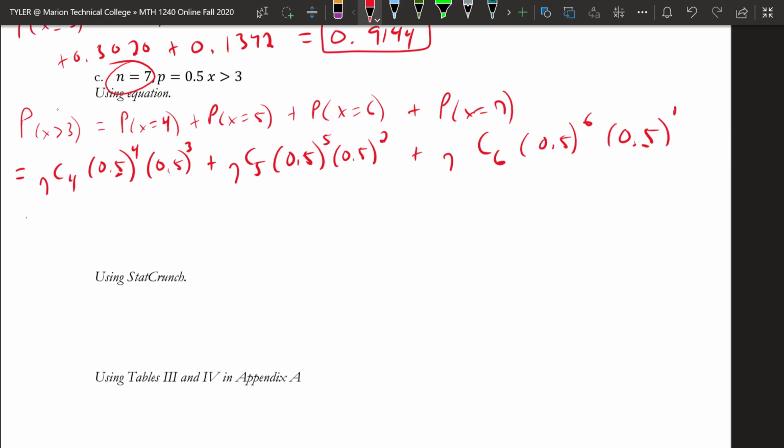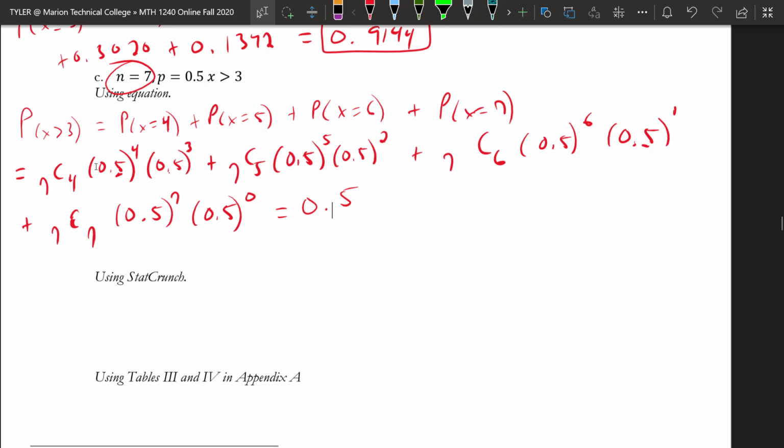And then lastly, we would have plus 7 choose 7, which would be 0.5 raised to the 7th power times 0.5 raised to the 0th power, which these all added up, we get, you can plug this in your calculator, use the factorial equations. This is going to be equal to 0.5, right?